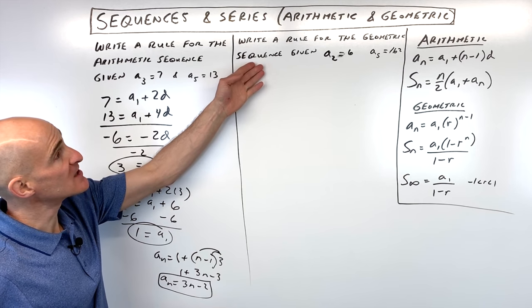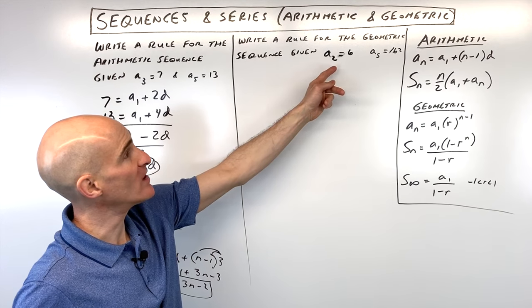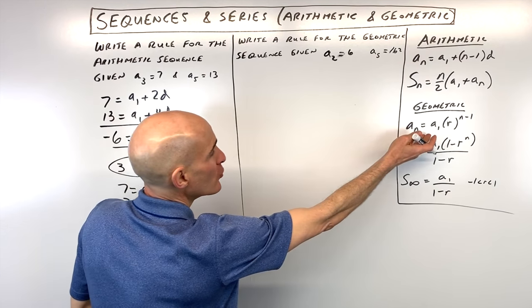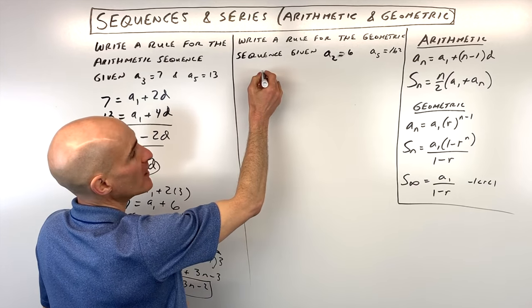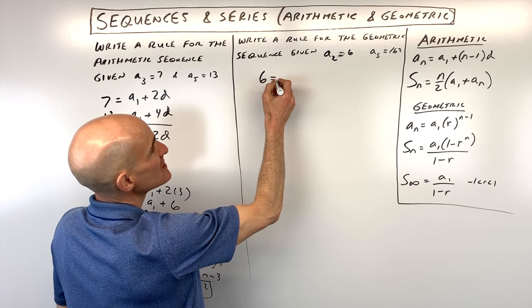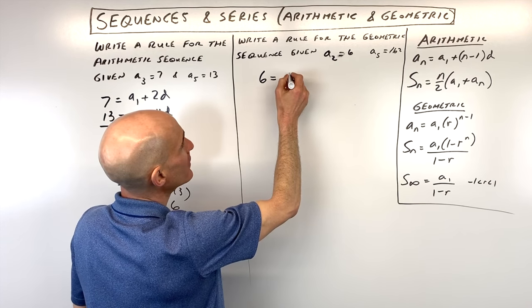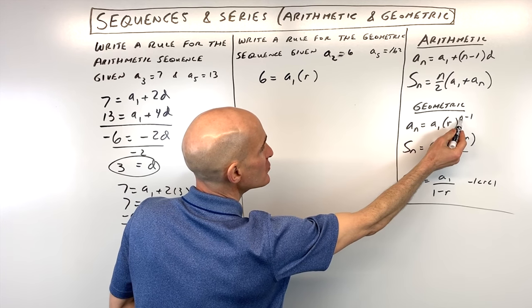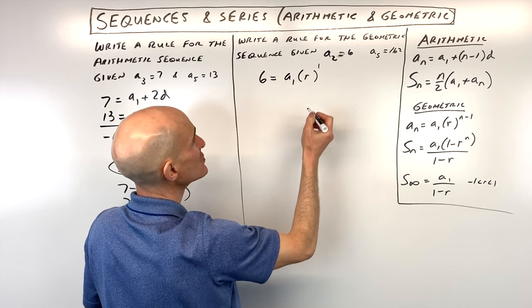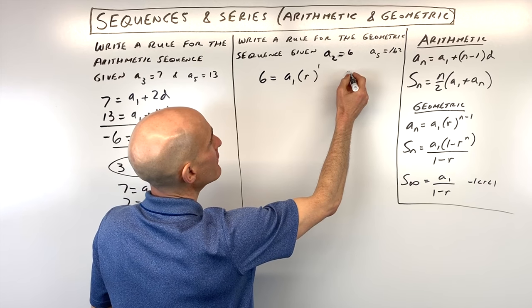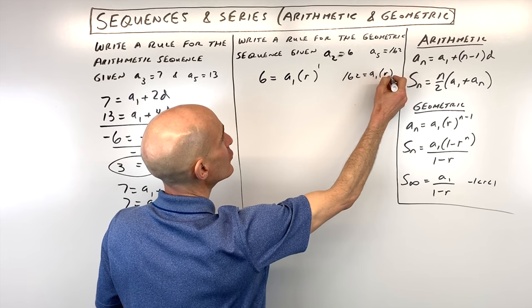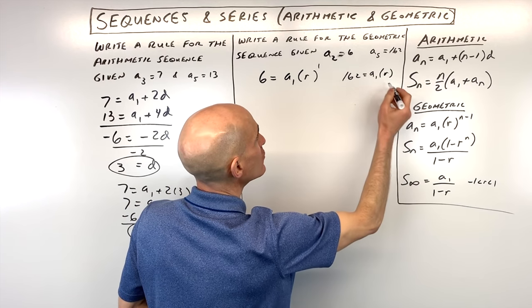But for this one, it says write a rule for the geometric sequence given two terms. How would you do that one? Well, same thing, we're going to go to our geometric explicit formula. The value of the second term is 6, and we don't know what the first term is, and we don't know what the ratio is, but we know that second term, so 2 minus 1, n is equal to 2, so this is 1. Over here we have 162 equals, we don't know the first term, we don't know the ratio, but 5 minus 1 is 4.